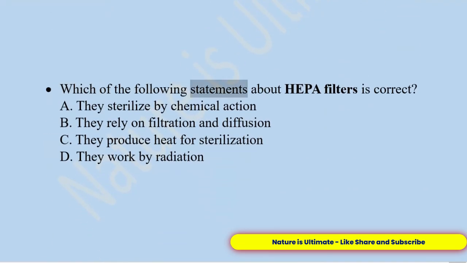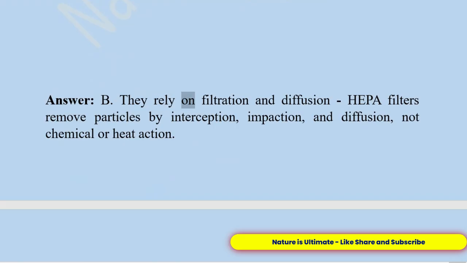Which of the following statements about HEPA filters is correct? A. They sterilize by chemical action. B. They rely on filtration and diffusion. C. They produce heat for sterilization. D. They work by radiation. Answer: B. They rely on filtration and diffusion. HEPA filters remove particles by interception, impaction, and diffusion, not chemical or heat action.